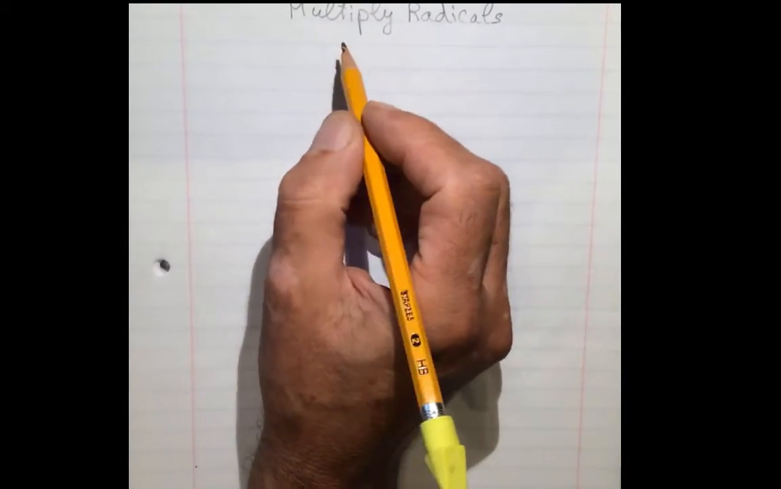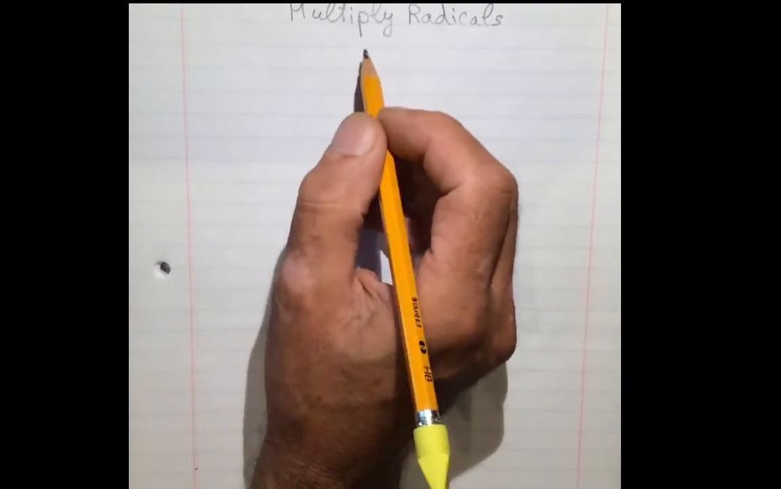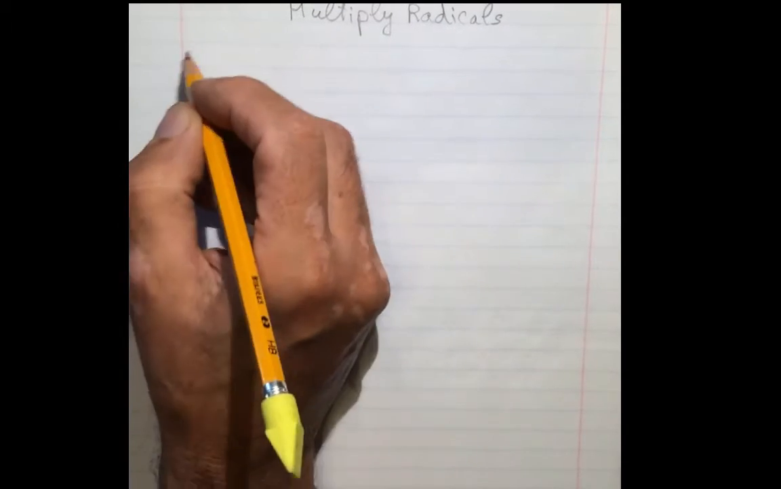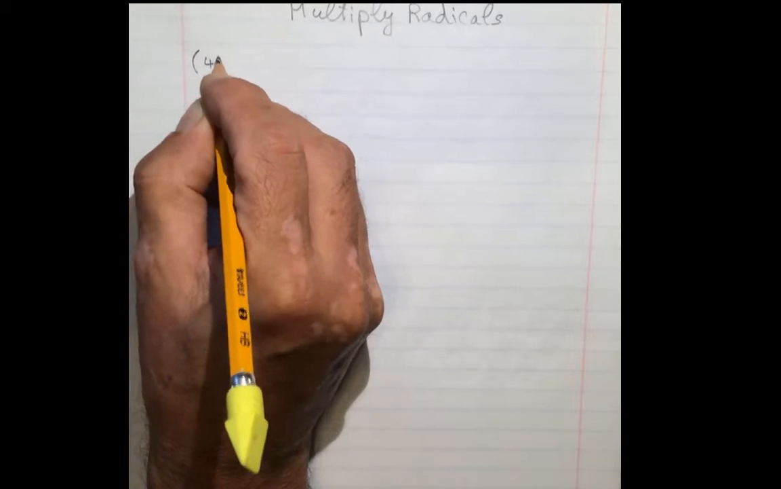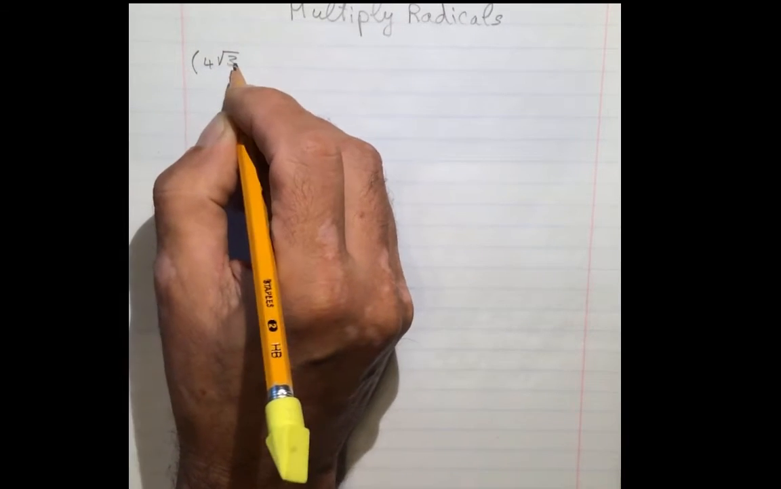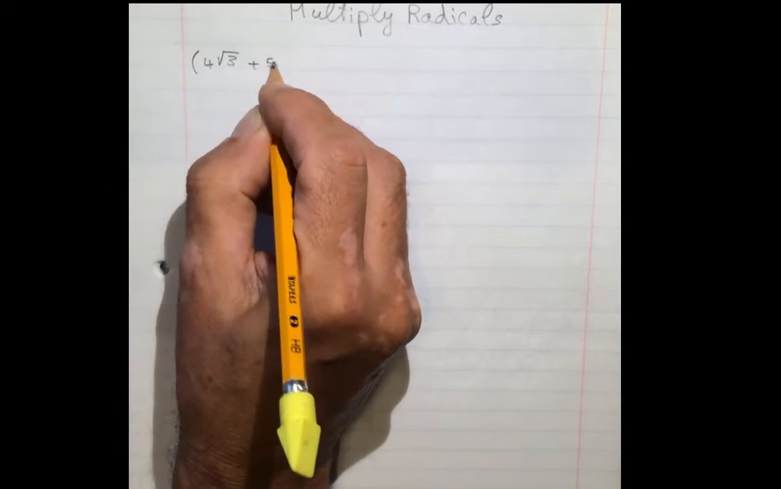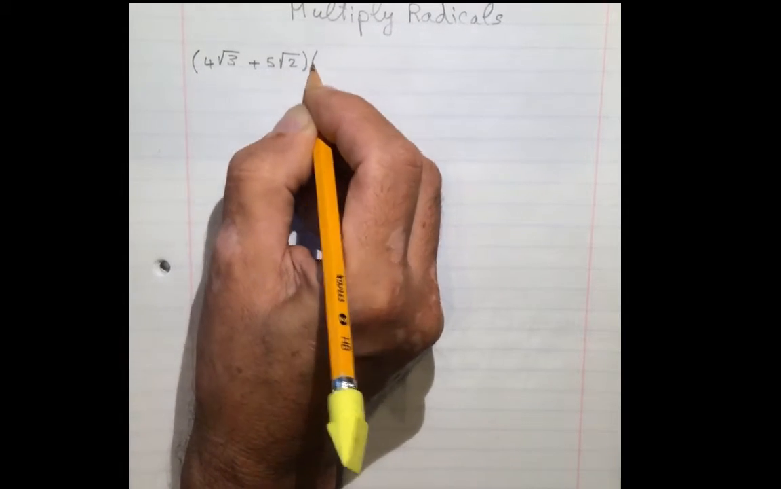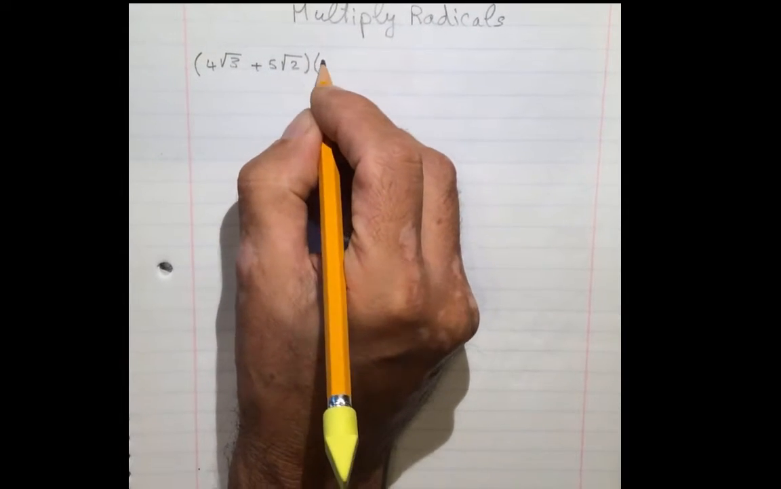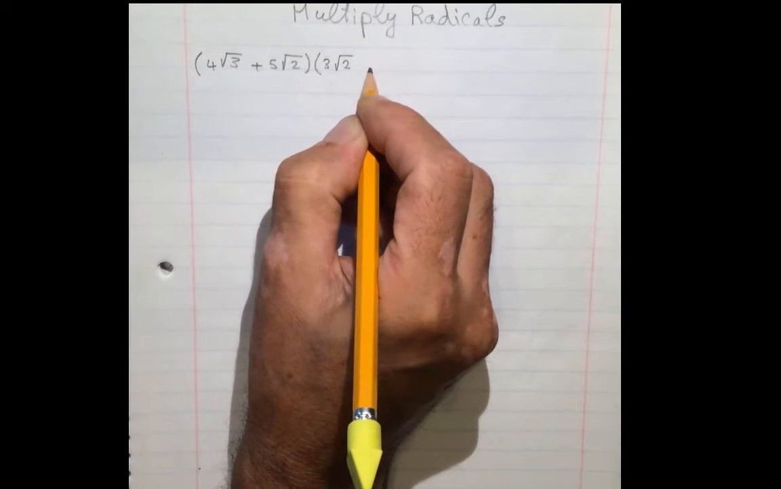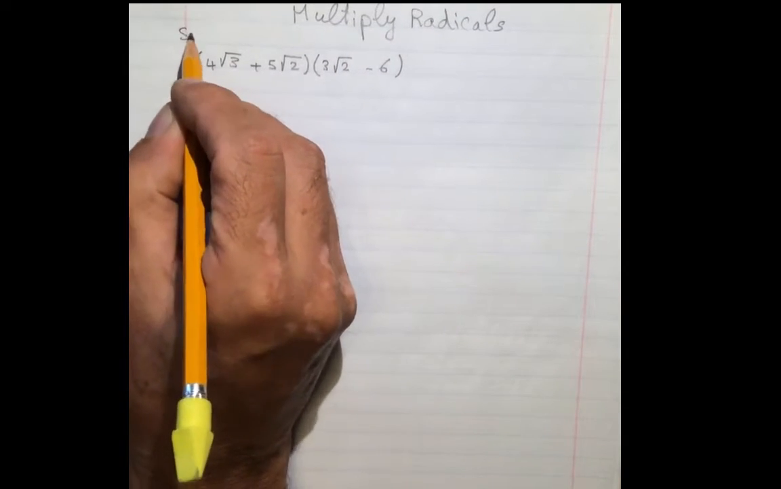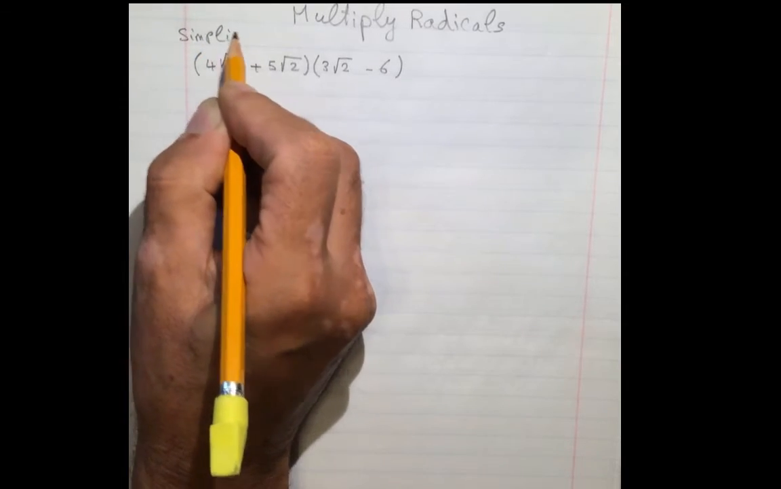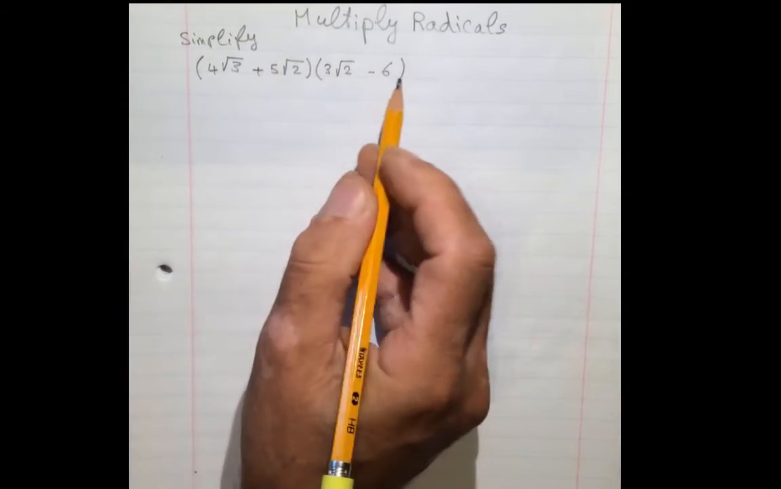We can use FOIL to multiply radicals, as we are going to see in this example. We have parentheses, 4 square root of 3 plus 5 square root of 2, and we want to multiply this by 3 square root of 2 minus 6. So we want to simplify this expression. We are going to use FOIL.